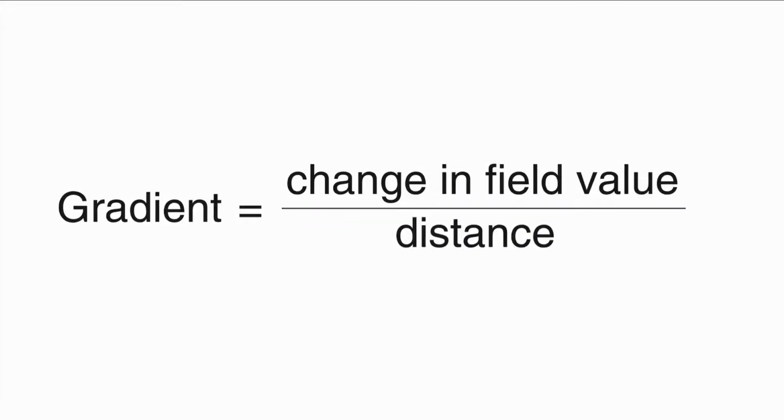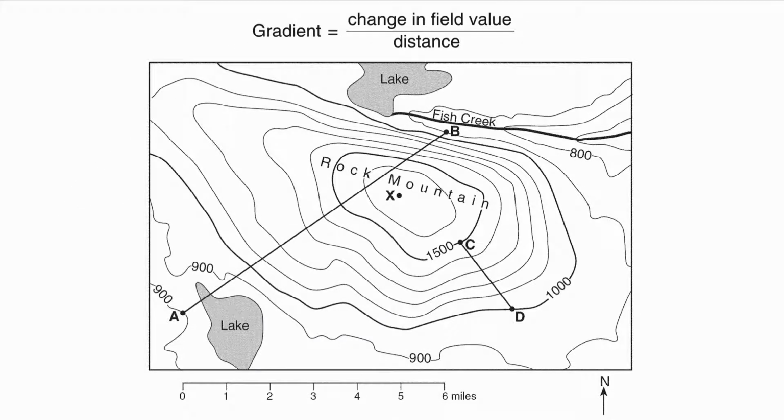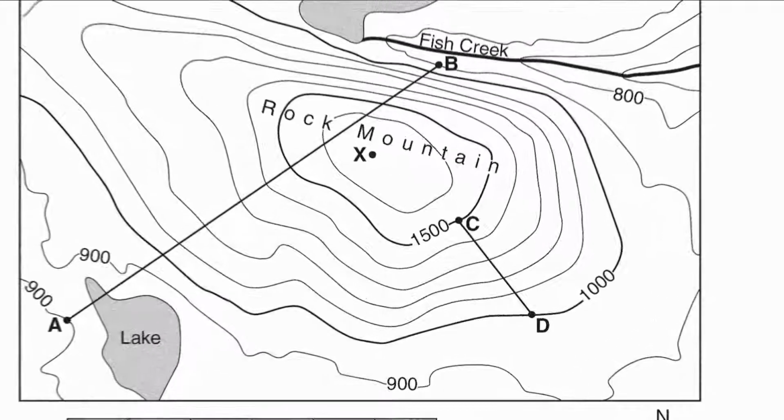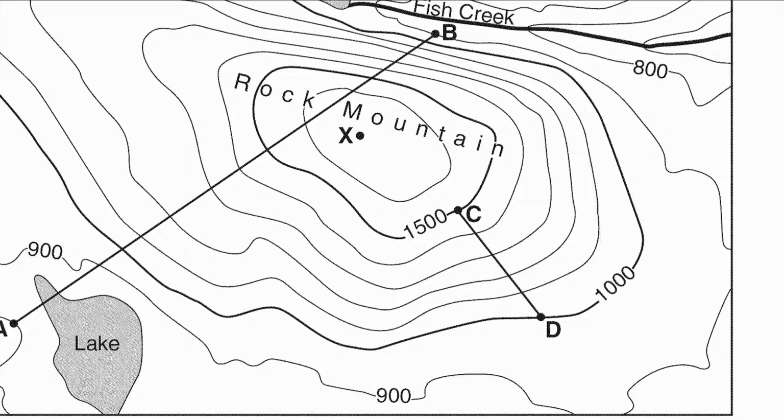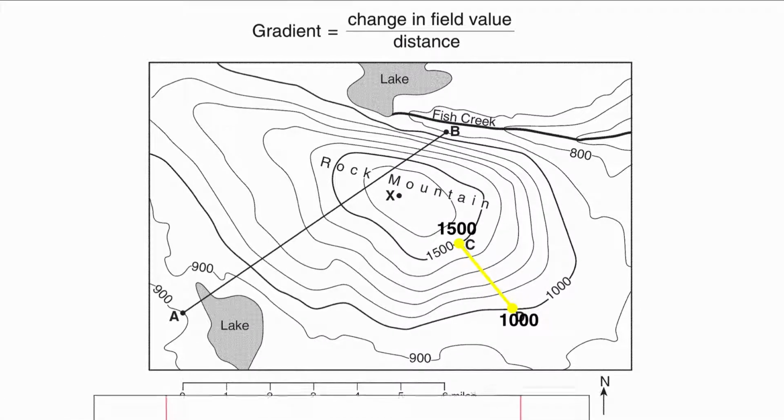Just to review the concept of gradient, gradient was change in field value over distance, just like when we did field maps. And that formula is on page 1. I can calculate gradient between 2 points by measuring the elevation between them. So from C to D, I can measure the difference in elevation. I can use that line and the map scale to measure the distance across the ground.